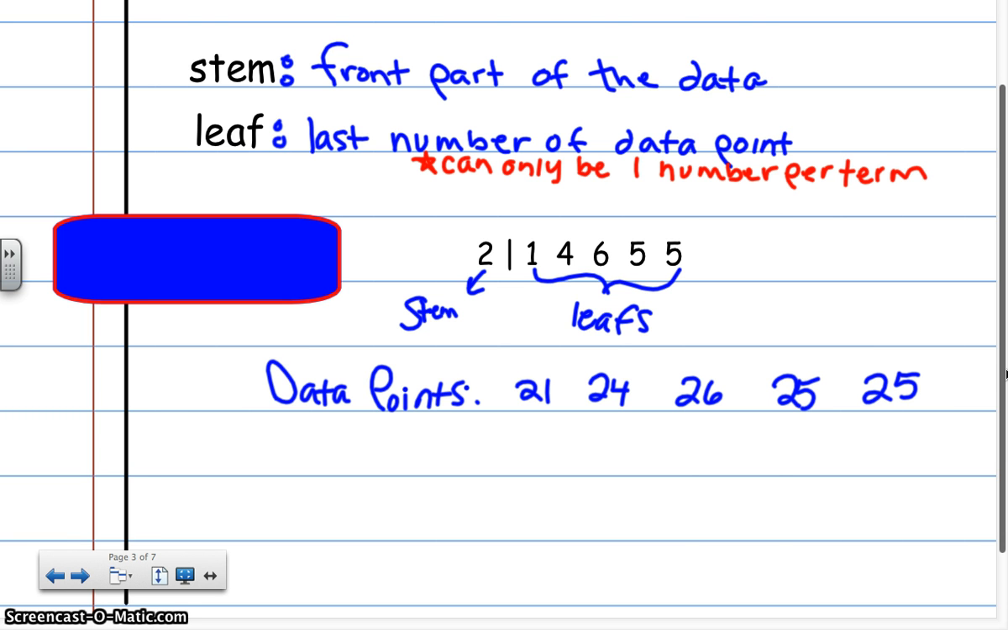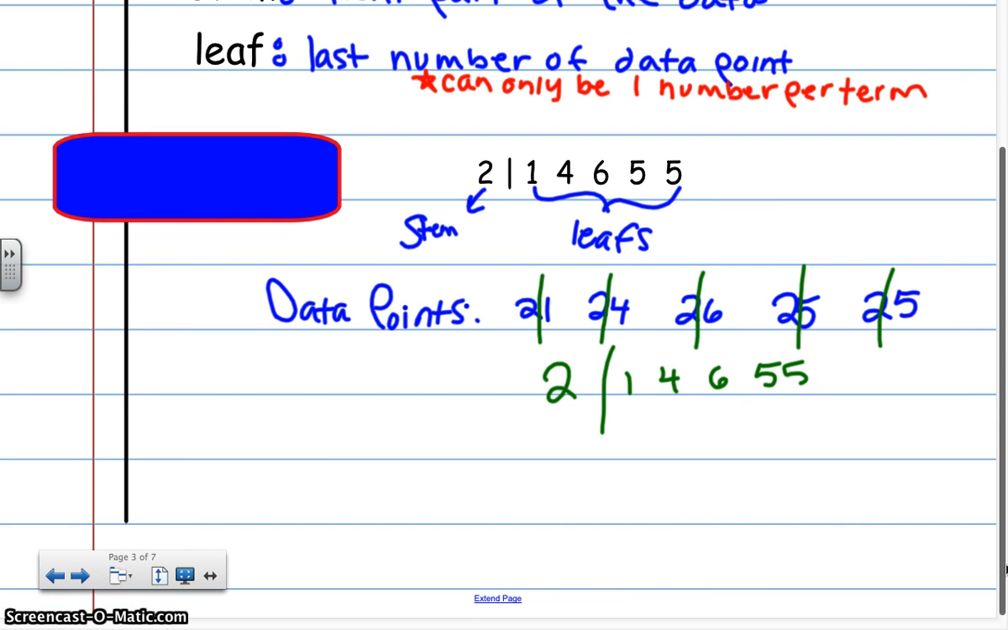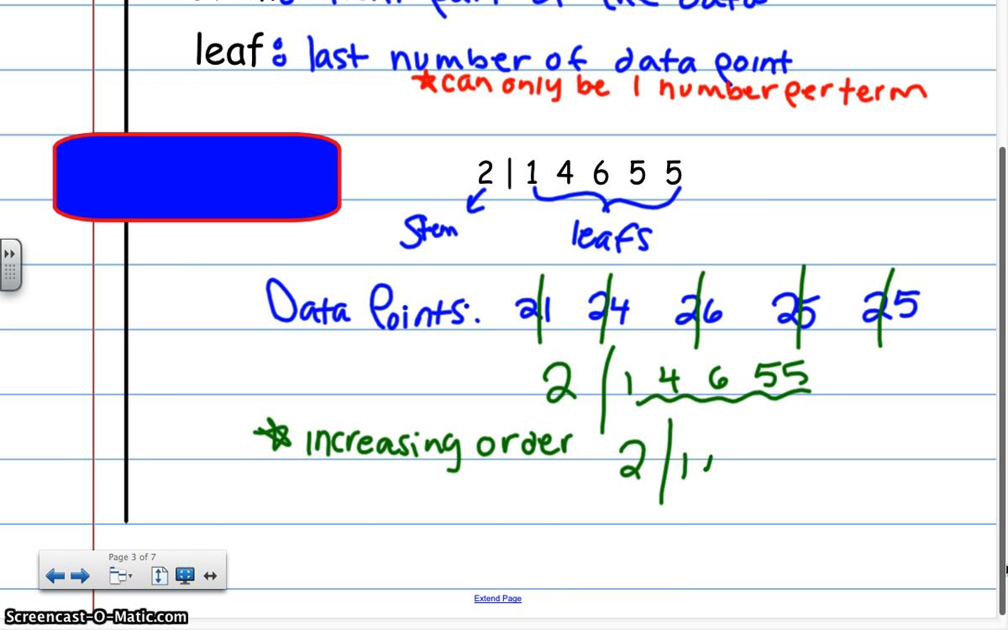So notice what we do. We pull out the 2 in all of them. I pulled it out, and then I just put all their 1 values. So I got a 1, a 4, a 6, a 5, a 5. One thing that we need to be aware of is it needs to be in increasing order. So when I'm looking at this, I see I have some terms messed up. So I would want to rewrite this as my stem of 2, and then I should have a 1, 4, 5s before the 6 because they're smaller. That is the correct way to write a stem and leaf plot.